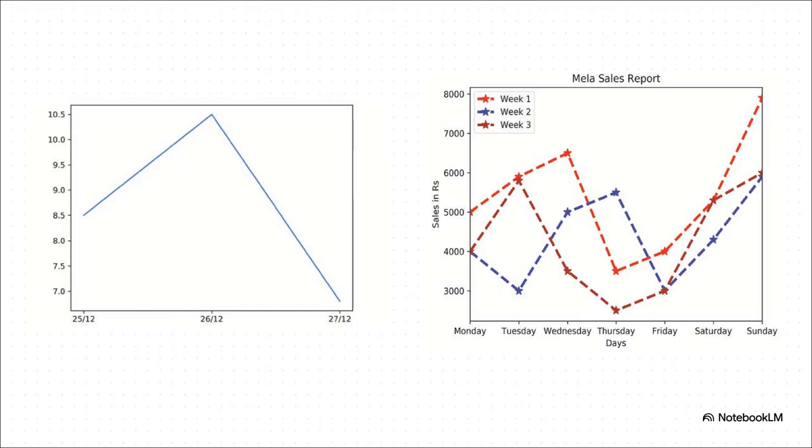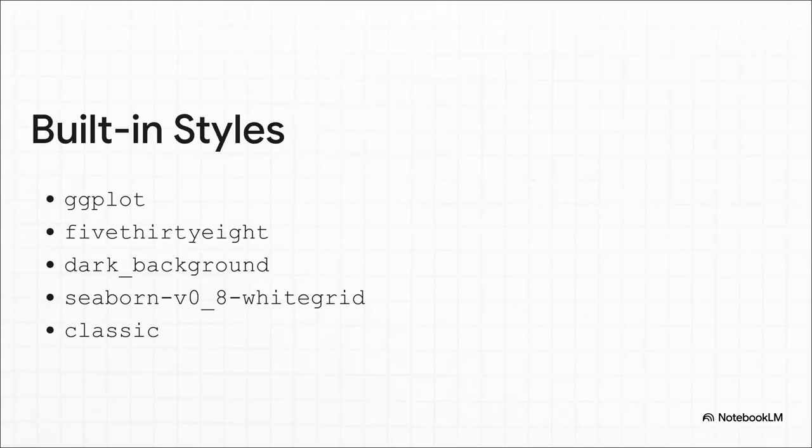Just look at this transformation. Seriously. On the left, our old, bland default. On the right, that slick, polished 538 style, which you might recognize from the data journalism site. The difference is night and day, and it all came from one single command, plt.style.use 538. And the best part is there are a ton of these built right in. You can get that R-inspired ggplot look, go for a dark background if you're making a presentation, or get the super clean Seaborn style. It's like having a professional designer on speed dial. It's definitely worth just playing around with them to see what you like.